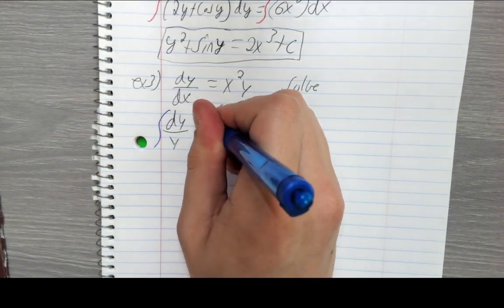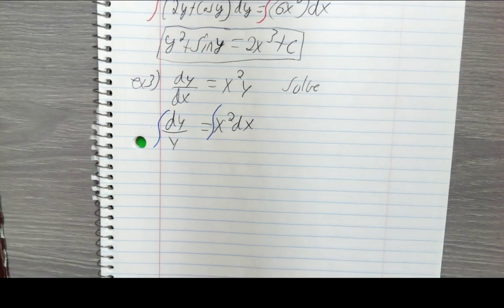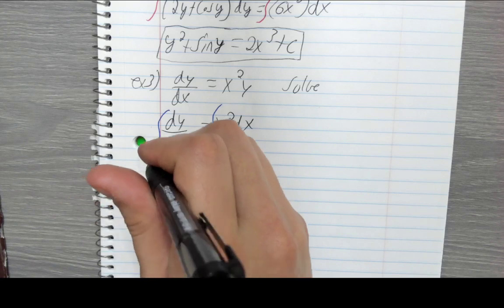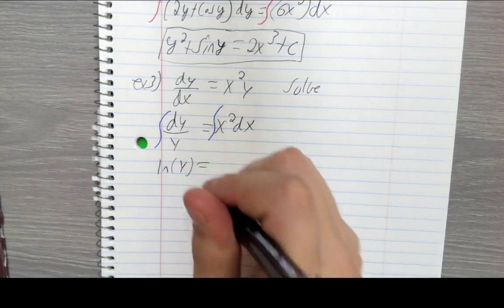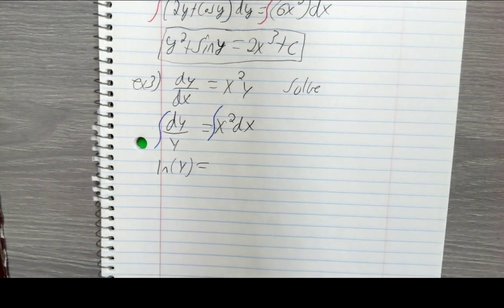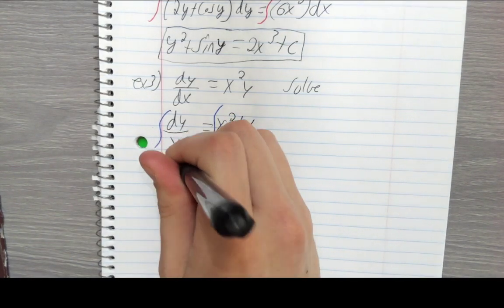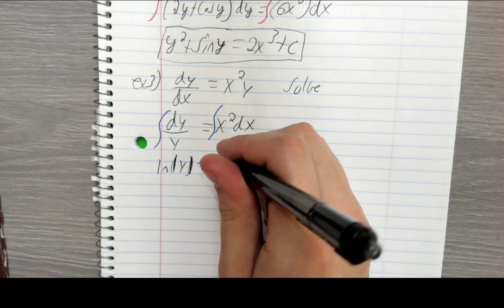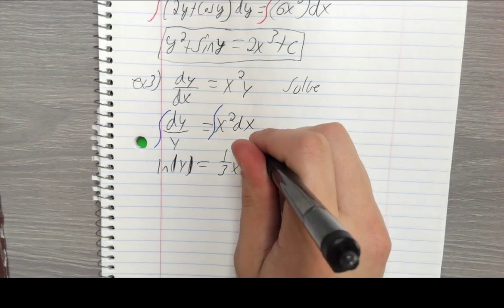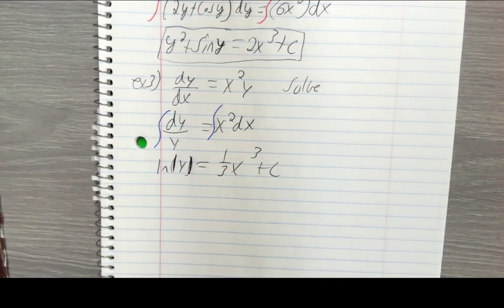Now I integrate both sides. And what's really nice about this problem is the integral of 1 over y is just natural log of y. So those should be absolute values. Okay, and the integral of x squared is 1/3 x cubed, and then plus c.